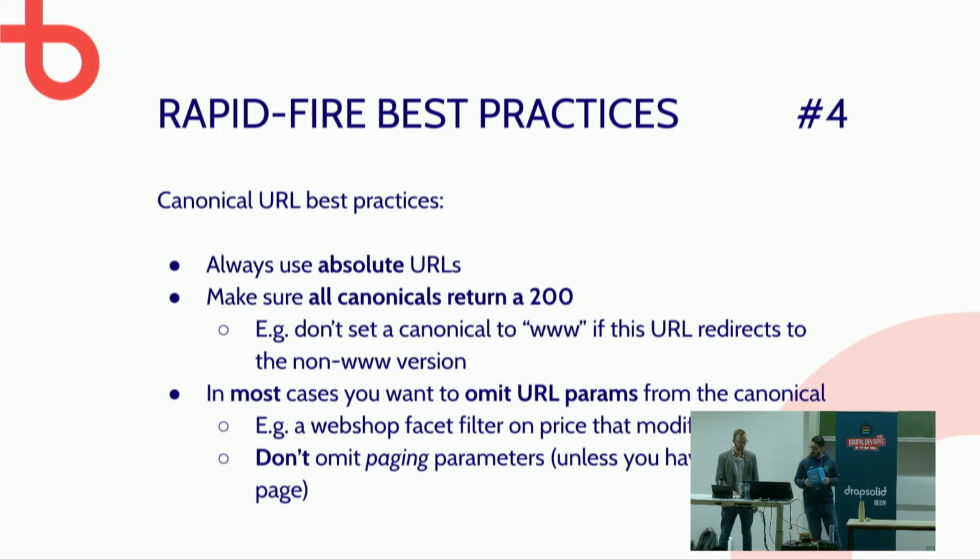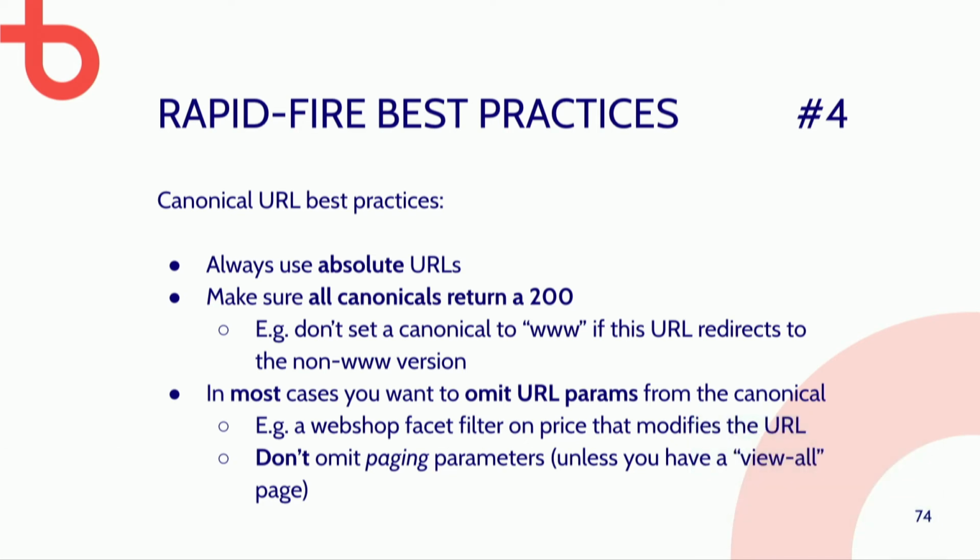Some best practices for the canonical tag: always use absolute URLs, no relative paths, just always the full absolute URL. Make sure all canonical tags return a status code 200. So for example, what we often see is that the canonical tag contains the www version of a URL, and if you actually go to that URL, you get 301 redirected to the non-www version. So you don't want that.